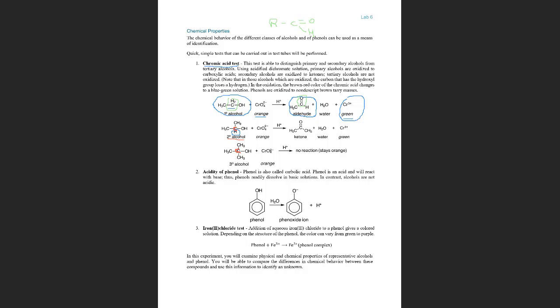And this reaction is to identify phenols, just phenols. Phenols react with iron 3 chloride, forming a colored solution. And the color depends on the structure of the phenol. It could vary from green to purple. But here, they're not giving that much information. But they are saying that it forms a colored solution. Let's go back to our report page.